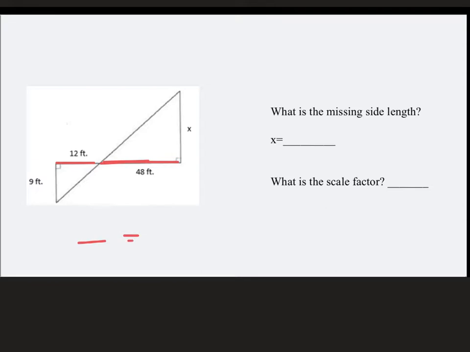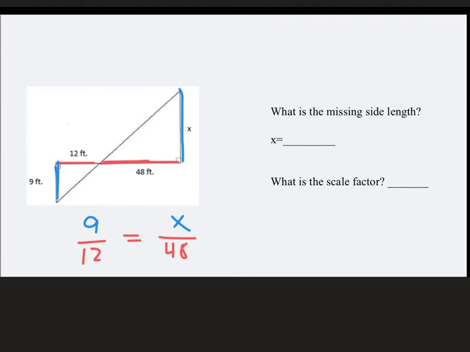When I'm setting up my proportion to find the missing side length, my 12 and 48 need to be both on the top or both on the bottom, doesn't matter which one. And then that 9 corresponds, that's the height of my triangles, and the x is the height of my bigger triangle. So x goes with my 48 and 9 goes with my 12. Now this is just a proportion. We can solve for our missing number.